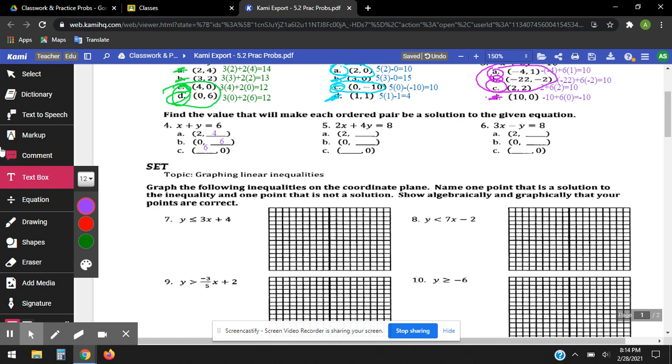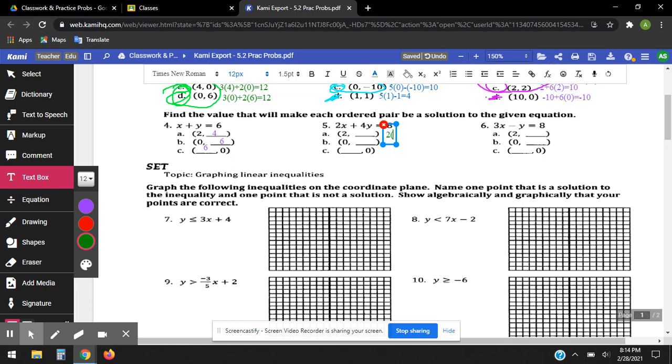So I'm just going to type off to the side what we've got going on here. So 2 times 2 plus 4y equals 8. So here we've got 4 plus 4y. Go ahead and subtract the 4. So 8 minus 4 is 4. 4 times what equals 4? 4 times 1. So that answer must be 1.